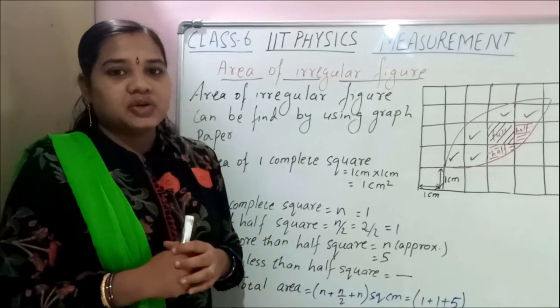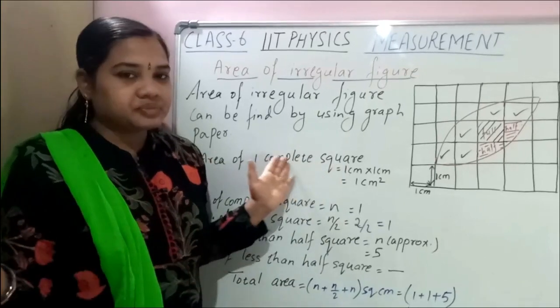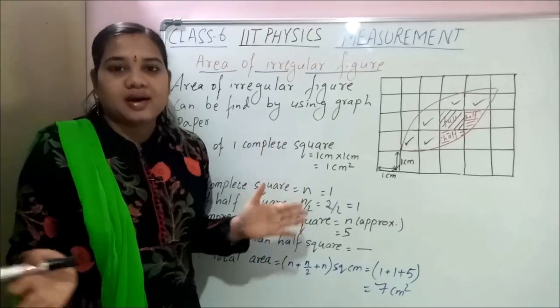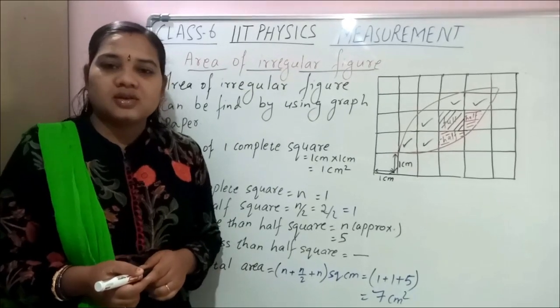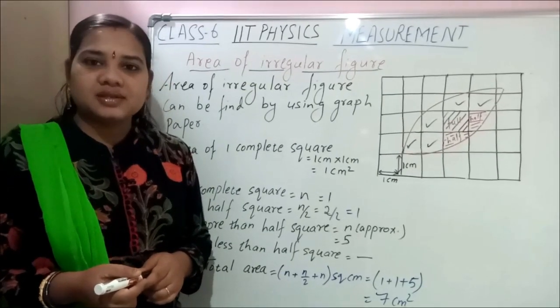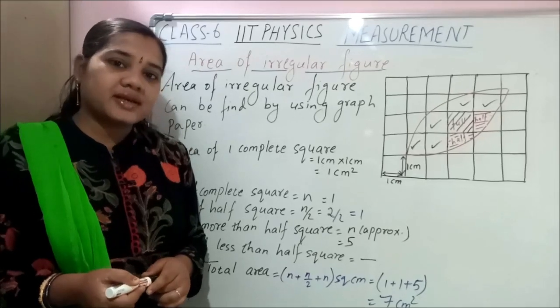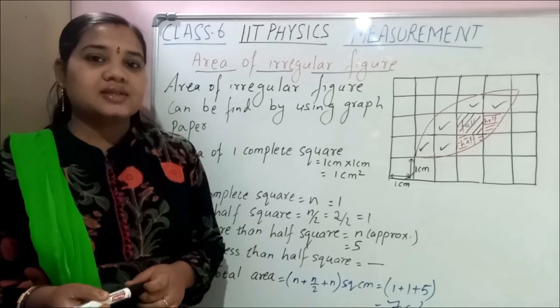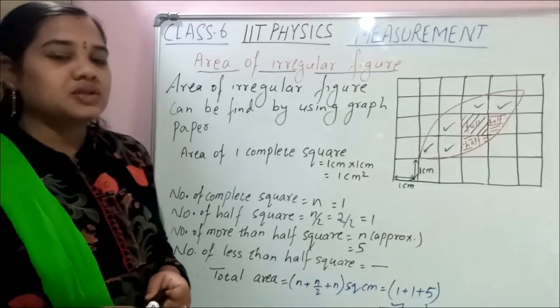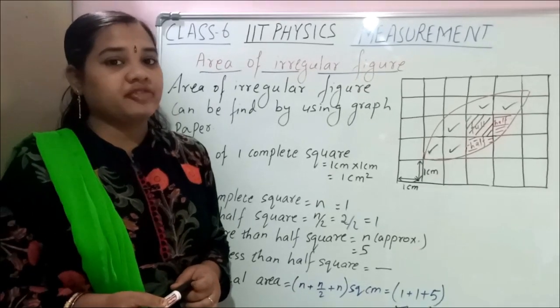Then multiple units are there. A very large area is measured in what? Hectare, square kilometer. Next, submultiples are there: square centimeter, square millimeter. These are submultiples. So these are the units of area.